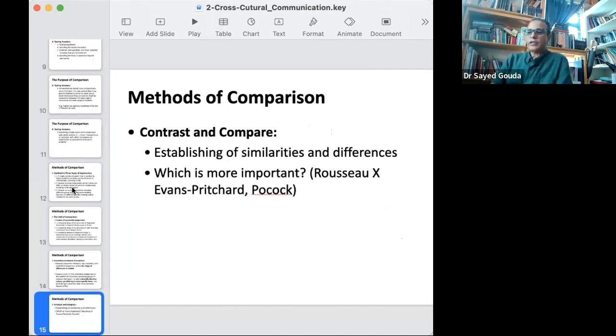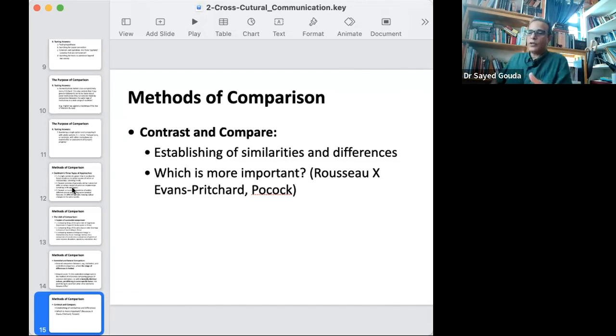So actually contrast and compare are two different things. As I said earlier, to contrast is to focus on the dissimilarity, on the differences. You compare two things that are more different than united or similar. While comparing, you focus on both, the similarities and the dissimilarities. Some scholars prefer to focus on the contrast, while others prefer to focus on the comparison.